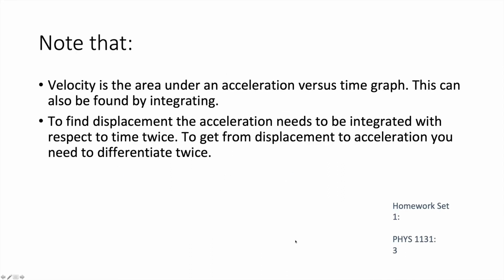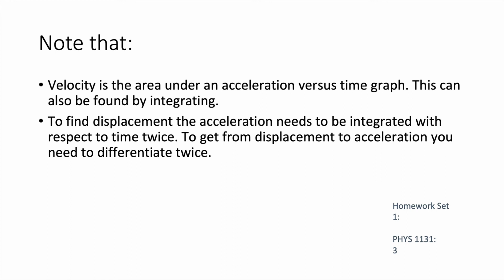So just highlighting a couple of important points. The velocity is the area under an acceleration versus time graph. So we can find this by integrating if it's a complicated kind of shape, but if it's a really simple shape, it can be easier to use geometry to calculate.